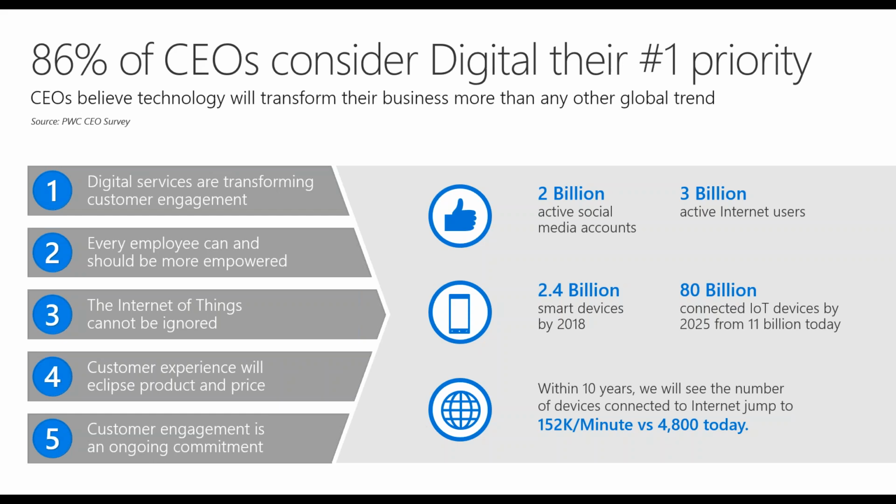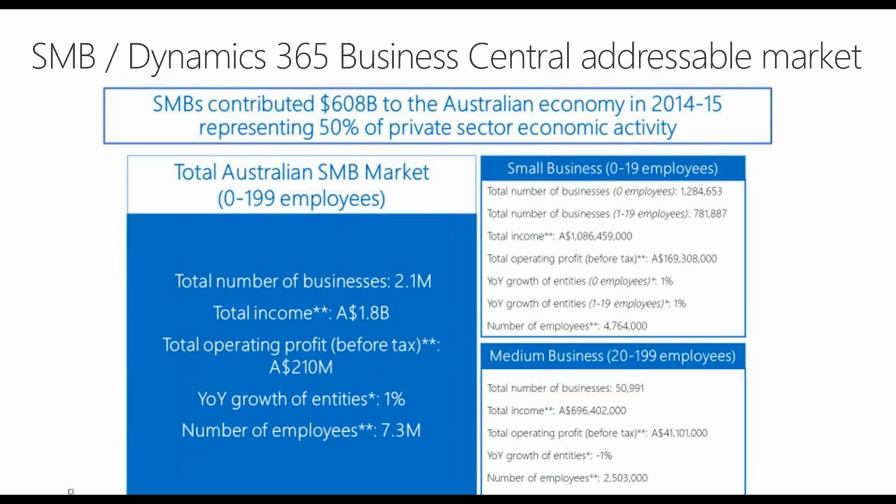The other thing to be mindful of is the opportunity. If we go just into the middle slide here, the total number of SMB businesses in Australia is 2.1 million. The number that matters probably more is around about the 190,000, which is the businesses which actually do have employees. So there's 1 to 19 employees is 781 odd thousand of those businesses, and there's another 50,000 businesses of 20 to 199 employees. So they're probably the ones that matter the most.